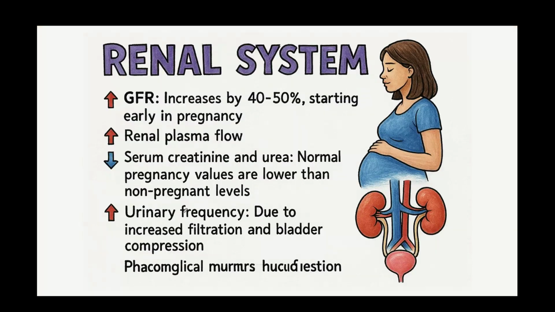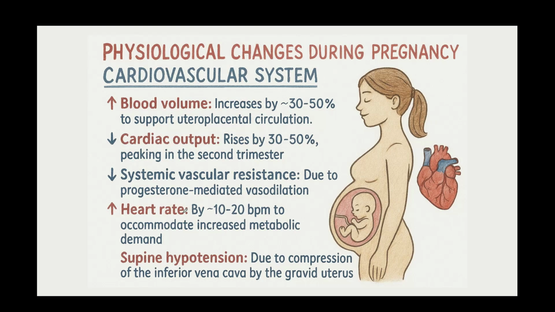Renal system: glomerular filtration rate increases by 40 to 50% starting early in pregnancy. Renal plasma flow also increases. Serum creatinine and urea stay normal in pregnancy, and sometimes the values are even lower than non-pregnant levels. There is an increase in urinary frequency due to increased filtration and bladder compression. Now the physiological changes that happen to the cardiovascular system.